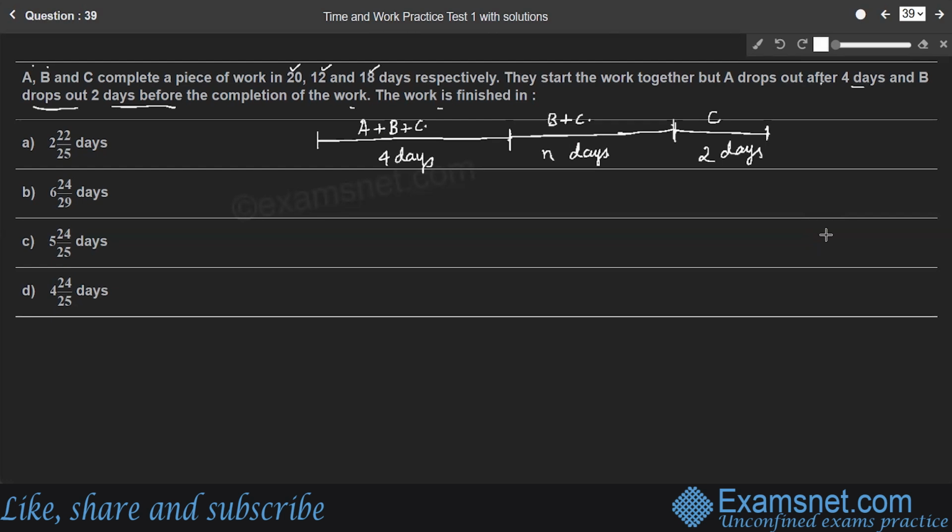So here the question is, the work is finished in what total time? The total time is 4 days plus 2 days plus n days, and that is what we need to find. So what is the total time taken to finish the work? For that, we'll consider the total work to be done as W.